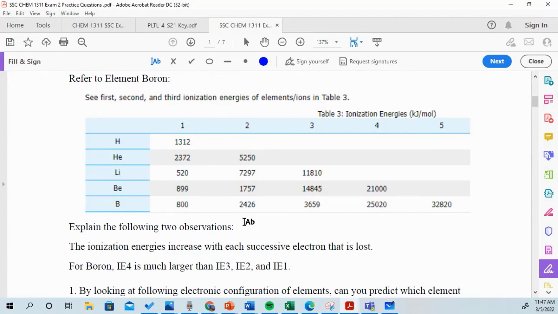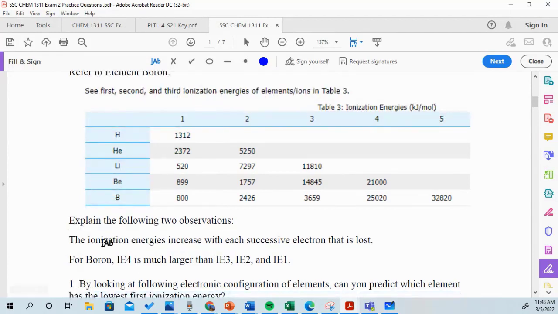Perfect. Yes, ionization energy is the amount of energy needed to remove an electron, and it takes more energy to remove electrons. Why? Because with each electron that's lost, there's greater effective nuclear charge, there's greater attraction because there's more positive charge now than electrons. Because there's greater attraction, it's going to be harder for me to remove another electron. So that is the explanation for this first observation.